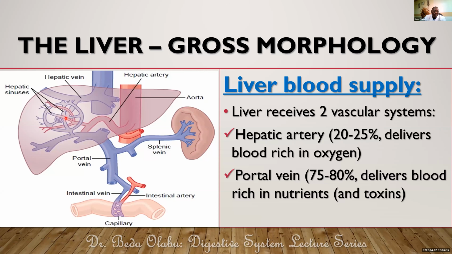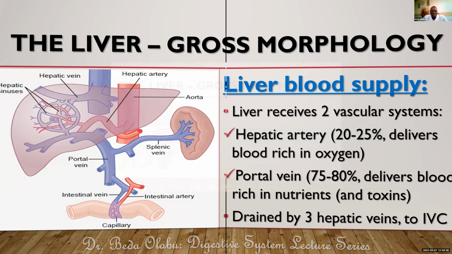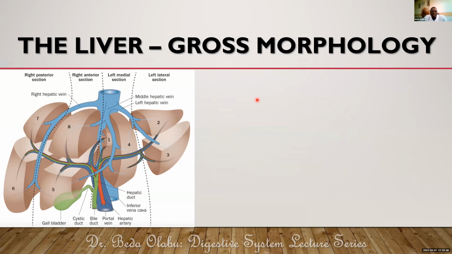Then from the liver, we have the three hepatic veins, the right hepatic vein, middle hepatic vein, and left hepatic vein, taking blood directly to the inferior vena cava. So that's the liver blood supply. We talked about splanchnic circulation in our previous class. I think that one is not hard. Now let's describe something slightly hard based on the blood supply to the liver.